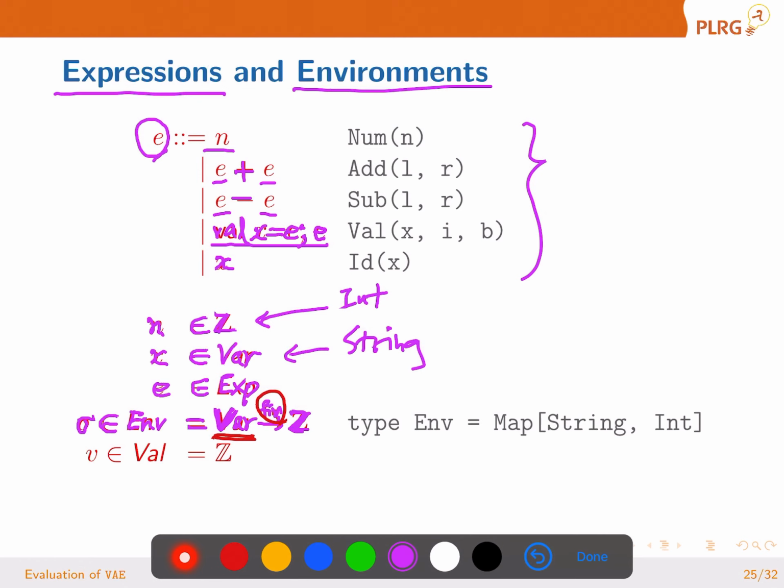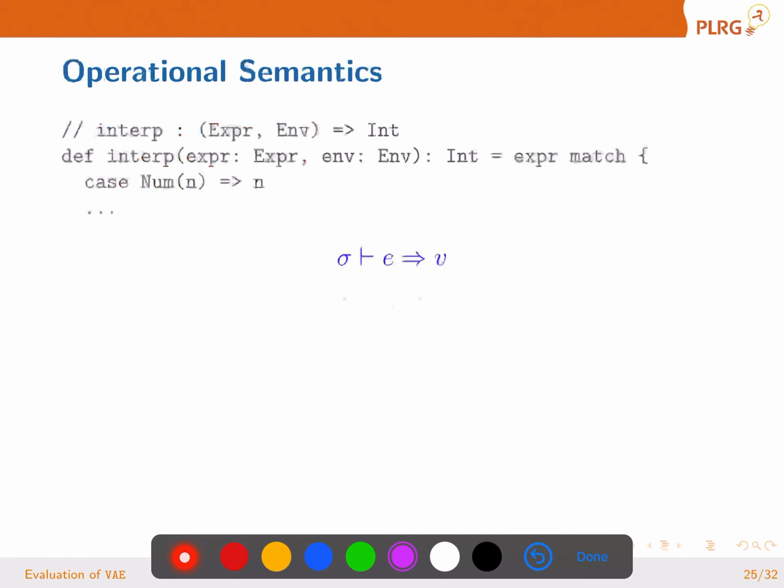In Scala, this map Env was implemented as a new type named Env, which is a map from strings to integers. And finally, value v is the set of integers. So far so good. Let's use this notation to write down the operational semantics. From now on, we are going to use blue color for the template of the operational semantics.